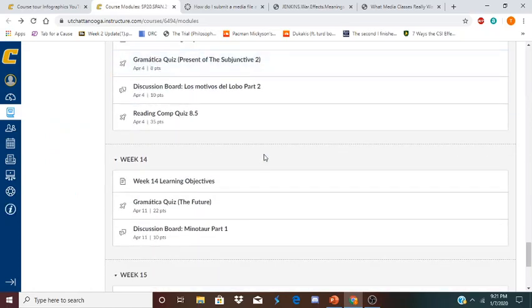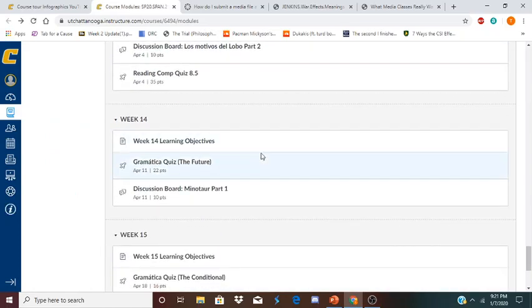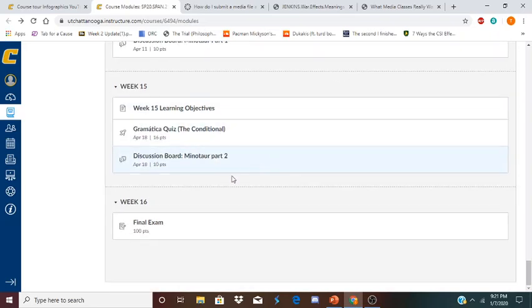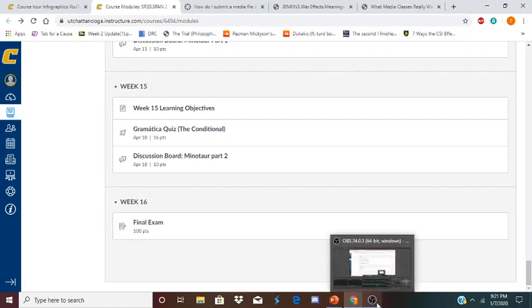In week 14, we have a grammar quiz over the future and a discussion board over the short story Minotaur, which we'll cover that week. Then week 15 is another grammar quiz, the conditional, a discussion board for Minotaur Part 2, and basically getting ready for the final exam, which is the final module and is self-explanatory.